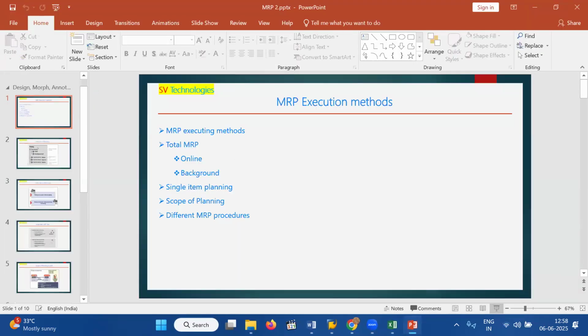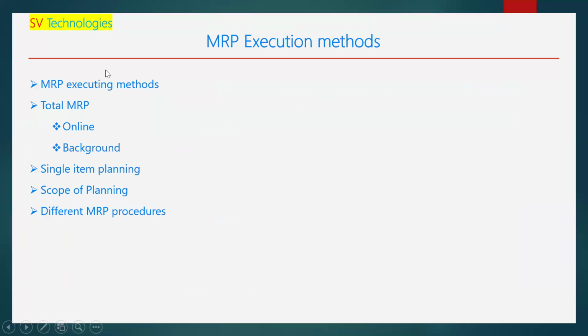In this topic, we'll see what the different execution methods in MRP are. If you see, we can run MRP online, we can run MRP in the background, and we can run MRP at single item level. We have different functionality in the scope of planning, and different MRP procedures. That means different MRP control parameters with different procedures. All these things we will cover in this topic.